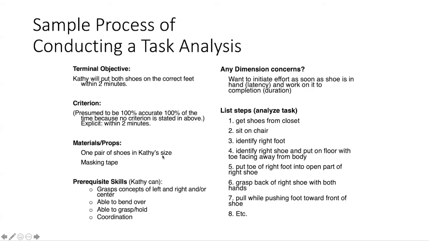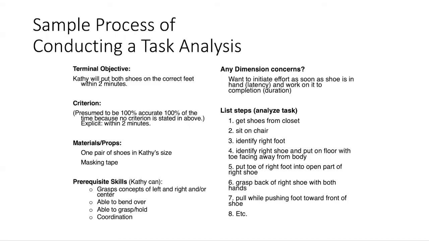So, some samples of conducting a task analysis. Here we're going to talk about putting shoes on correct feet. So the terminal objective here, for an example, is Kathy will put both shoes on correct feet within 2 minutes. The criterion is presumed to be 100% accurate 100% of the time because no criterion is stated above. Sometimes 100% accuracy is the thing. We've talked about that before. And it was very explicit here, do this within 2 minutes.